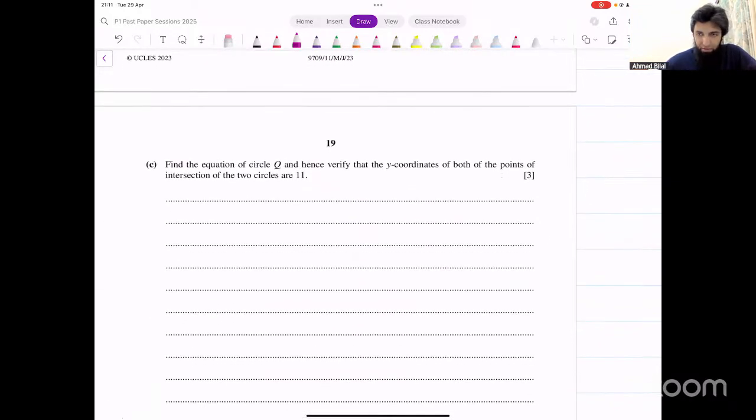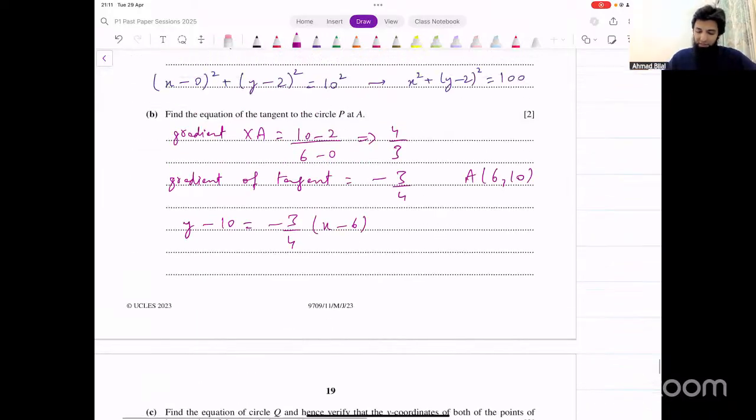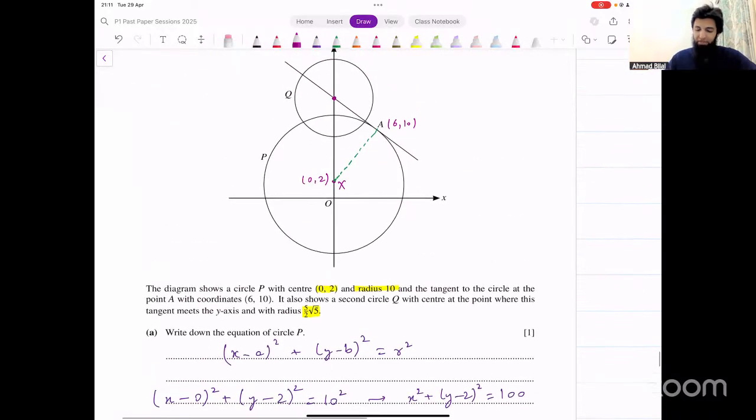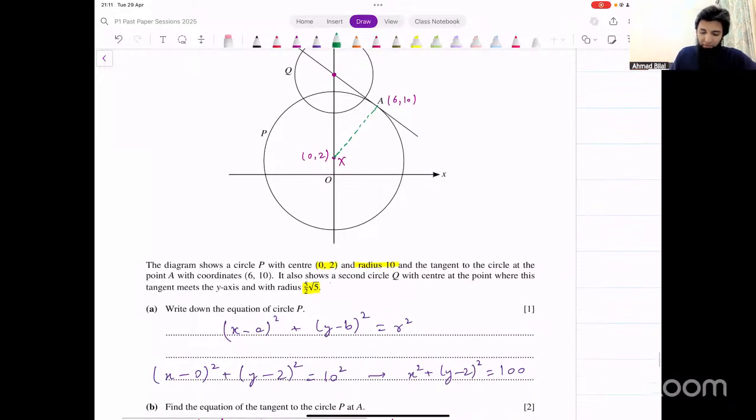Find the equation of circle Q and hence verify that the y coordinates of both of the points of intersection of the two circles are 11. Okay, equation of circle Q. For circle equation, we need two things. We need the radius and we need the center. Radius is already given. Can we find the center of that circle?